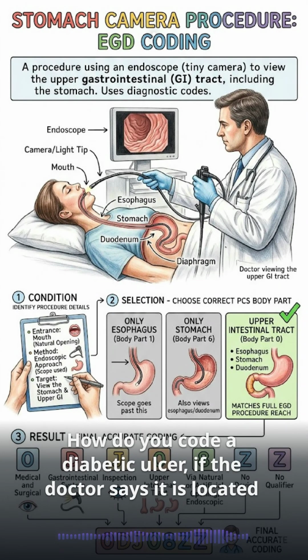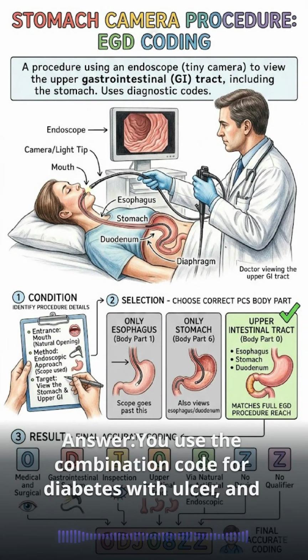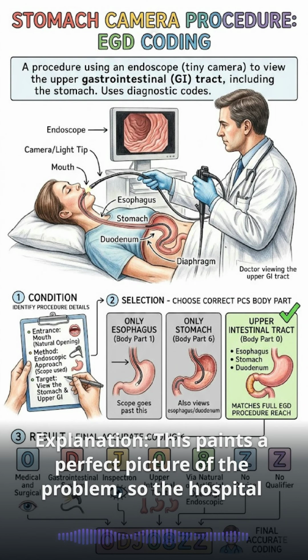36. How do you code a diabetic ulcer if the doctor says it is located on the heel? You use the combination code for diabetes with ulcer, and then a specific code for the heel. This paints a perfect picture of the problem, so the hospital gets paid for the right bandages.